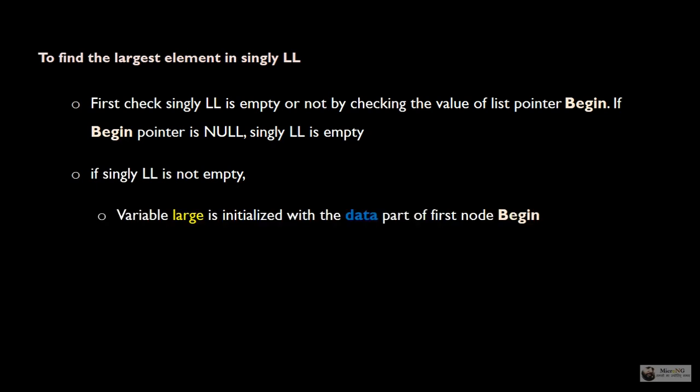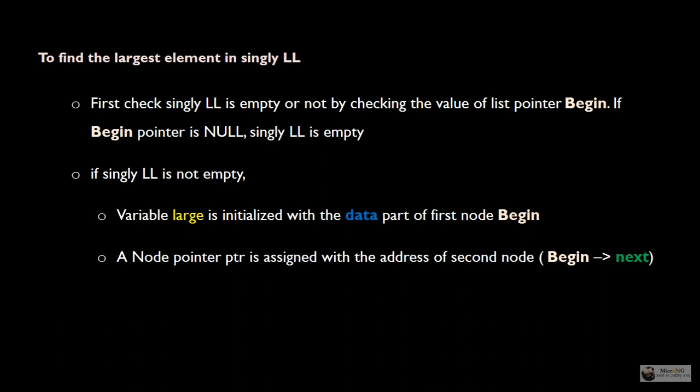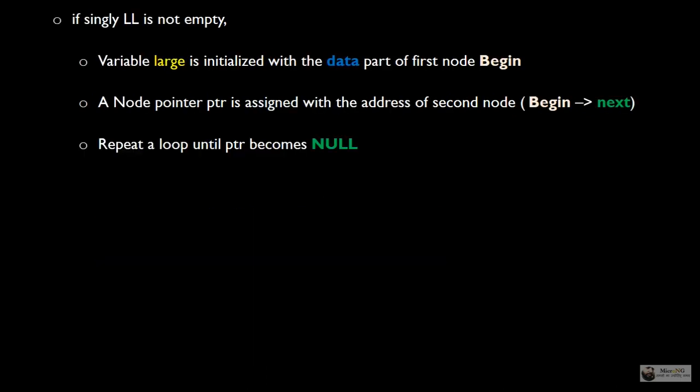First, we create a large variable and it is initialized with the data part of the first node, begin. Make a node pointer ptr assigned with the address of the second node, that is begin next. And we need to repeat a loop until ptr becomes null.